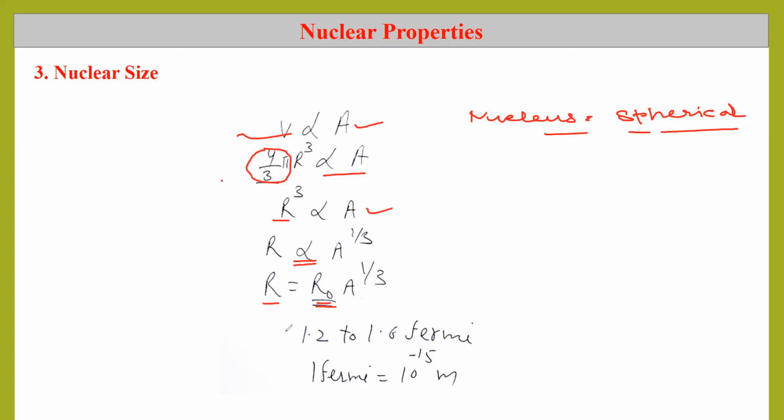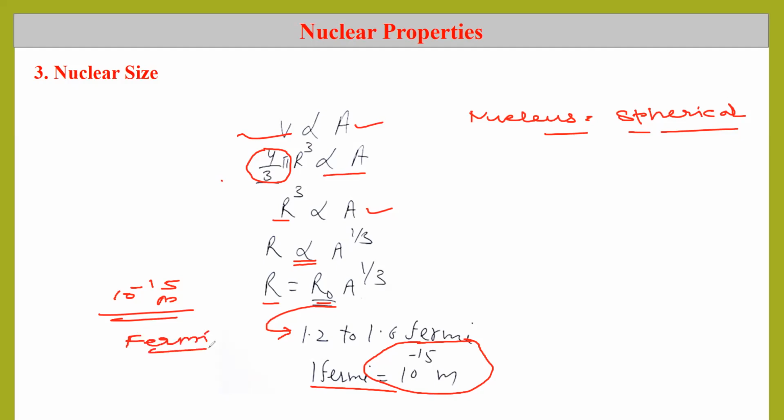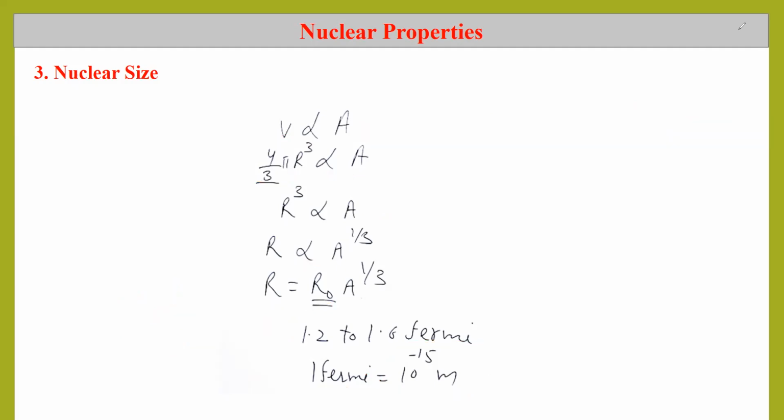Here r naught represents the proportionality constant. The value of r naught lies between 1.2 to 1.6 Fermi. And 1 Fermi is equal to 10 raised to the power minus 15 meter, and this is the nuclear size. So nuclear size is 10 raised to the power minus 15 meter, and it is known as Fermi. You also have to remember what a Fermi is. So Fermi is 10 raised to the power minus 15 meter. So this is the nuclear size.